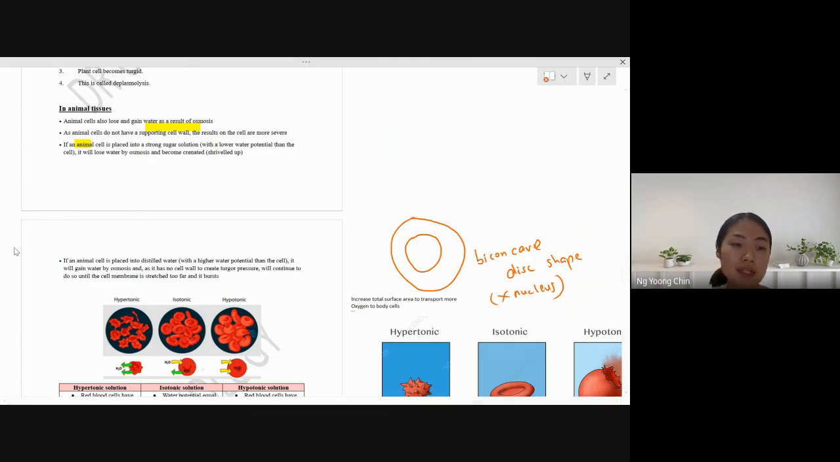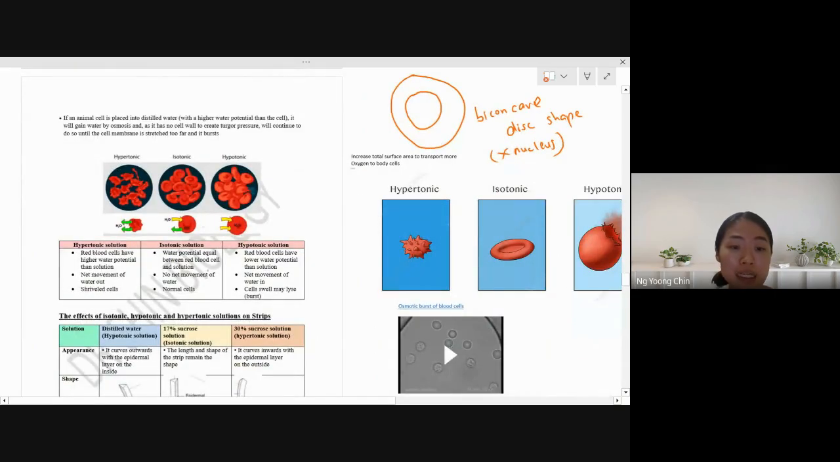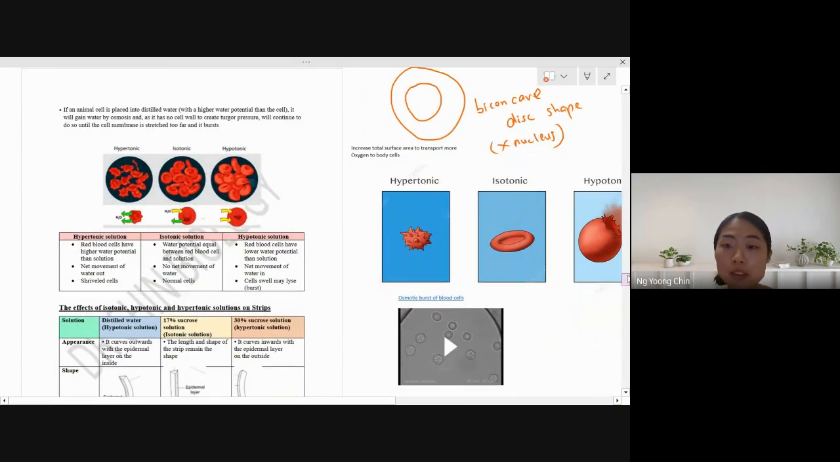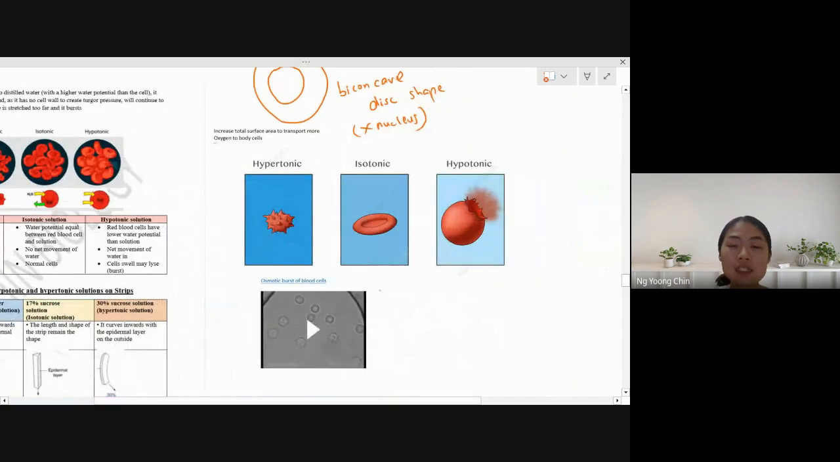Maybe I can draw it this way. You have three kinds of solution, right? Hypertonic, isotonic, and hypotonic. Imagine that you place the red blood cell into the hypertonic solution. A hypertonic solution refers to a solution with a very high concentration of molecules, for example a very highly concentrated salt solution. Very high concentration of salt, concentrated.